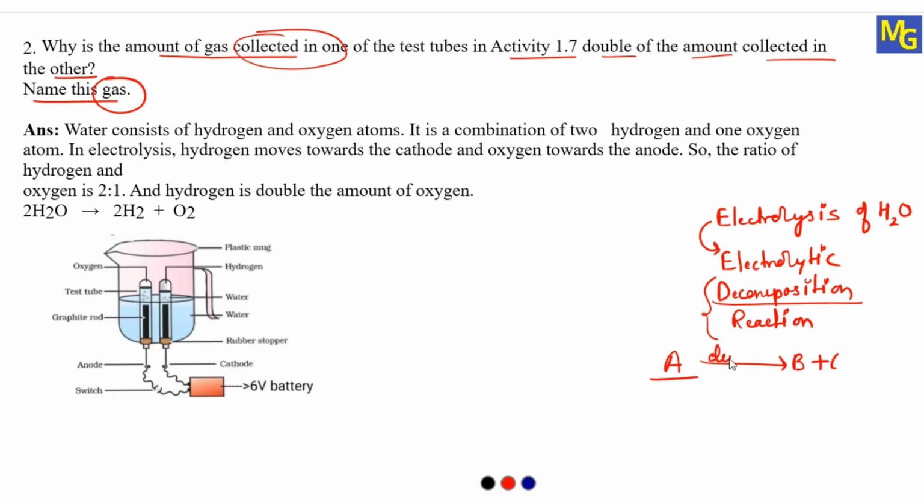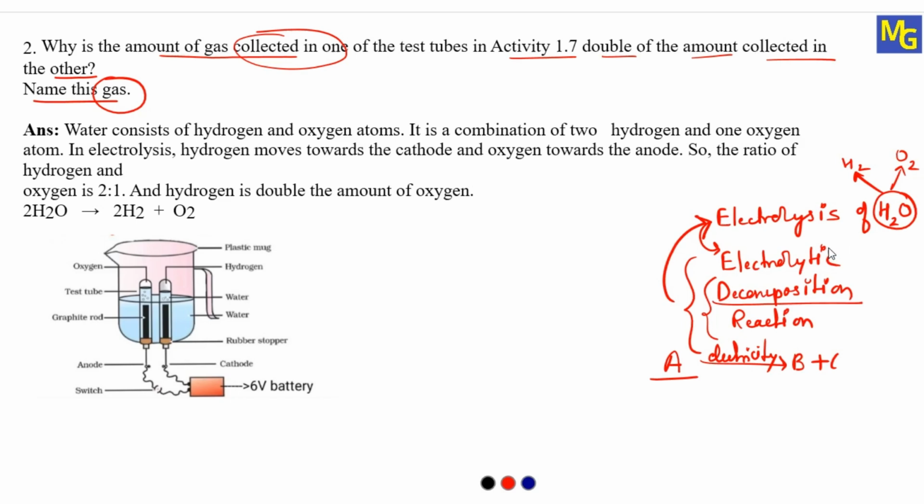Whenever you use electricity for this reaction, then the reaction is called an electrolytic decomposition reaction, and the common example for this is electrolysis of water, that is breaking of H2O into hydrogen and oxygen by using electricity. So that is the activity 1.7. You can watch my earlier videos which I have uploaded.